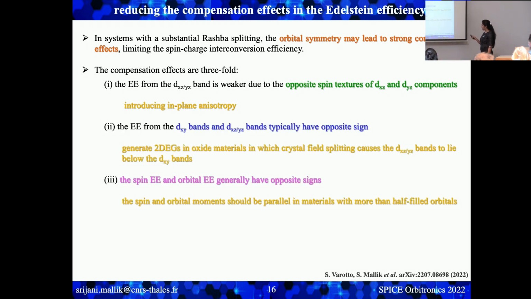And for the second and third, maybe we can generate 2DEGs in materials where the dxz, dyz bands will lie below the dxy, so that we can have the same sign of dxy and dxz, which can increase the spin Edelstein effect. And also we can choose materials where the spin and orbital moments will be parallel to each other to gain in the total Edelstein effect.